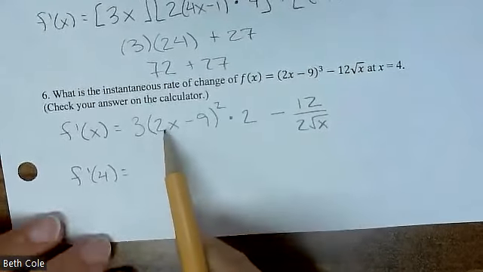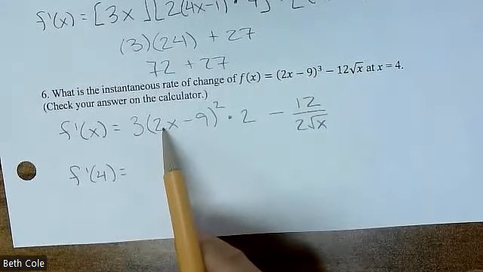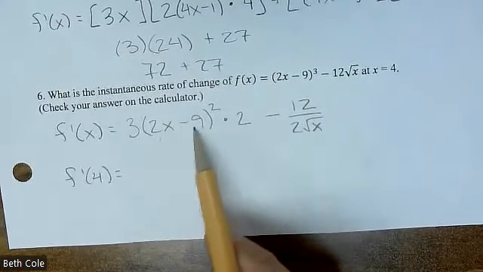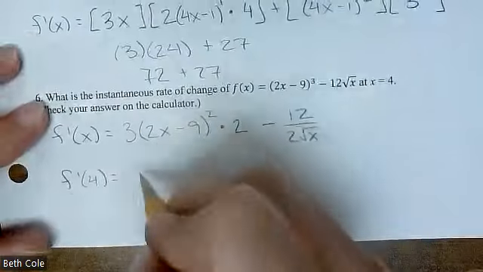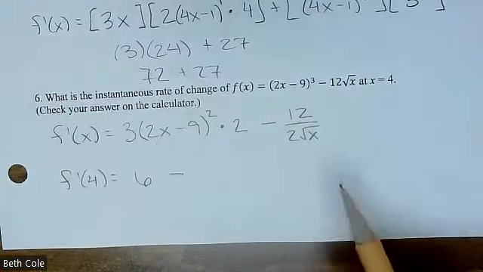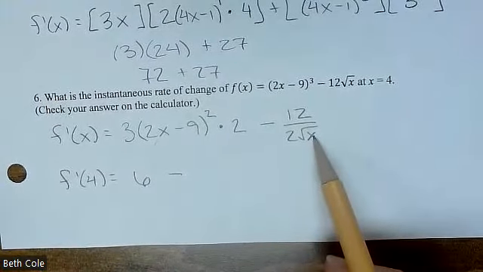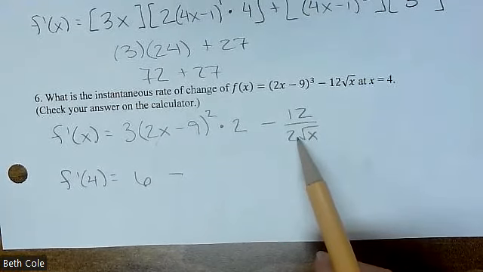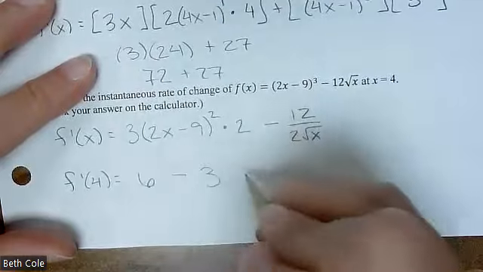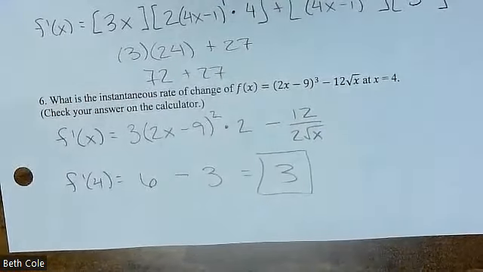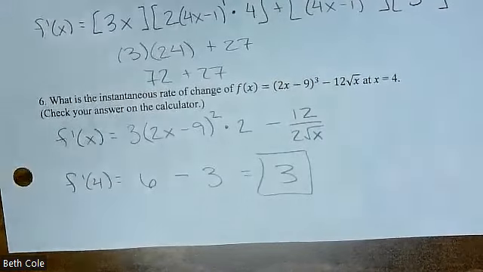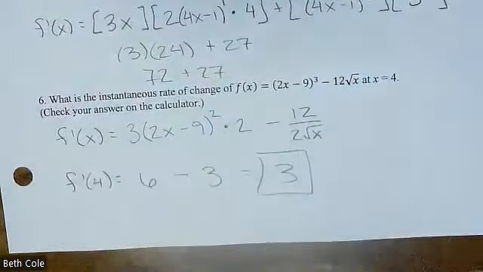Now we're going to plug in 4. 4 times 2 is 8, minus 9, negative 1, but squared would be 1, times 3 times 2 is 6, minus, what is that? Square root of 4 is 2, times 2 is 4, 12 divided by 4 is 3, and so your answer to the whole thing is 3. I had to check it on the calculator. I just want you to remember how to do a derivative on the calculator. It is math 8. Fantastic.